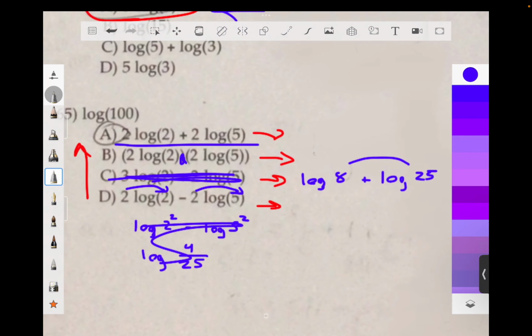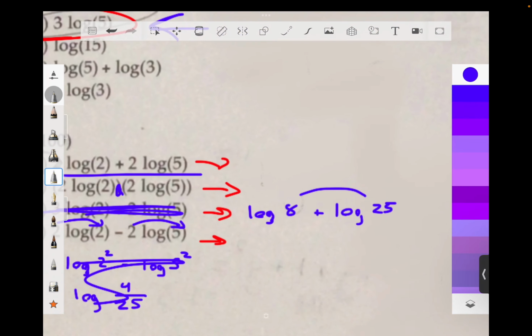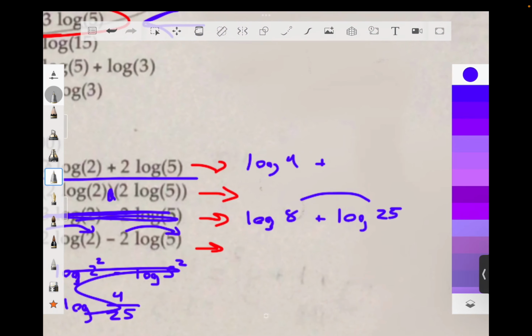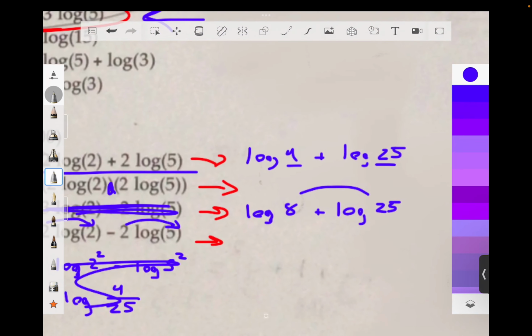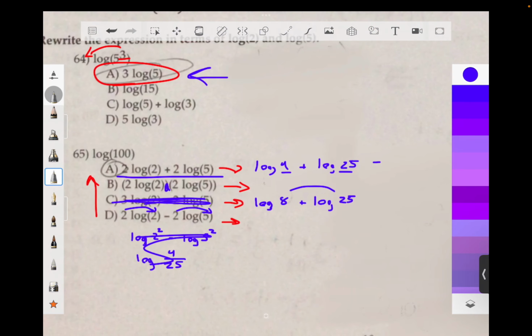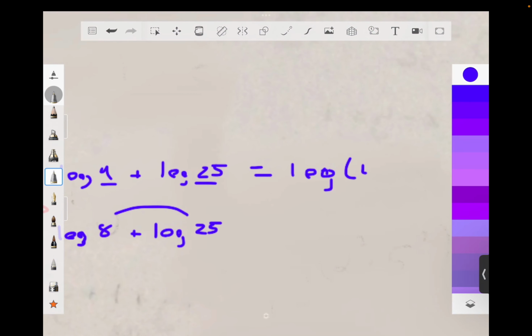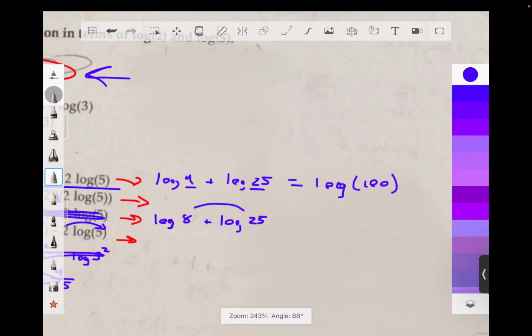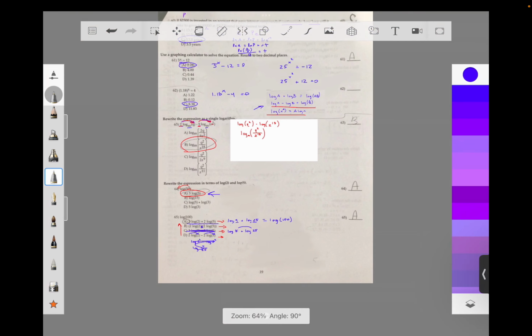So let's go to A next, which is log of 2 squared, which is 4, so log of 4, plus log of 5 squared, which is 25, log of 25. These are adding, so you multiply their numbers inside, which is 4 times 25, which is 100. So this equals log of 100, which is our answer, based off, again, these identities here.